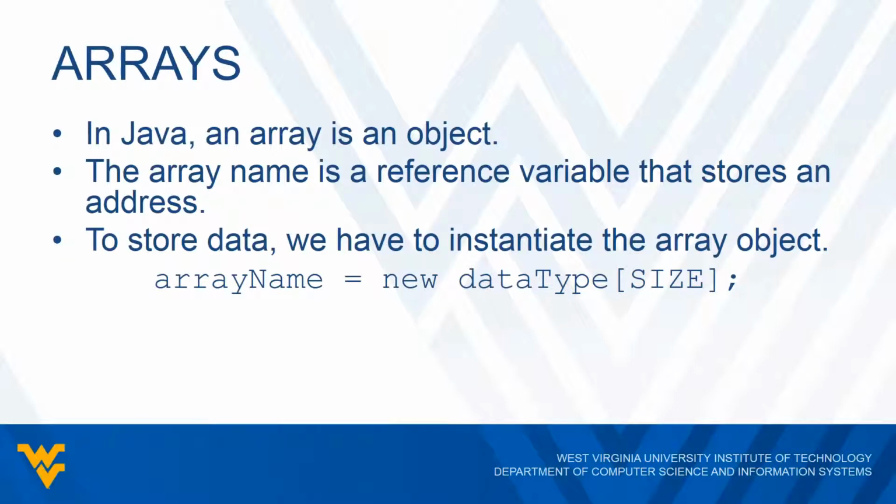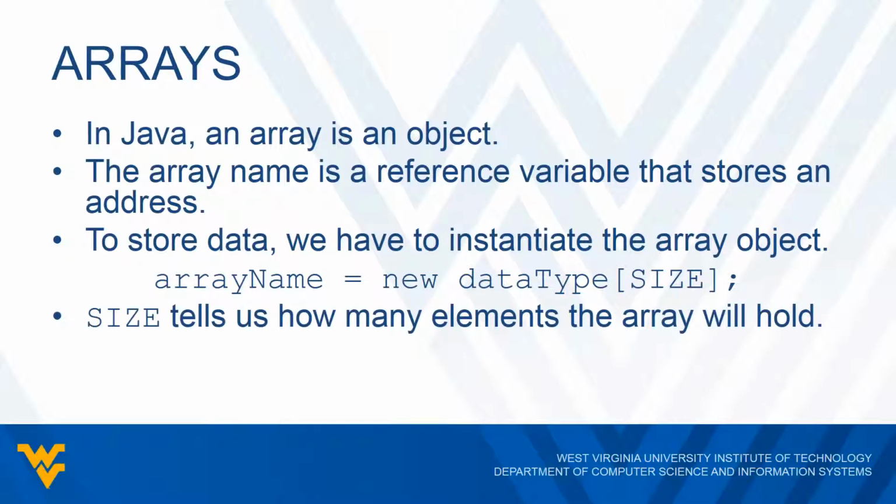So here's our syntax. We still have the name of our array. We have the equal sign, and then we have the new operator. What comes after that is a little different though. So instead of having some class name and some parentheses that we call a constructor, we have our data type, we have our square braces, and then we have this size keyword inside the square braces. Now this size must be a value that tells us how many elements the array is going to have. So we have to specify ahead of time how large this array is going to be. And this size must be a positive integer.